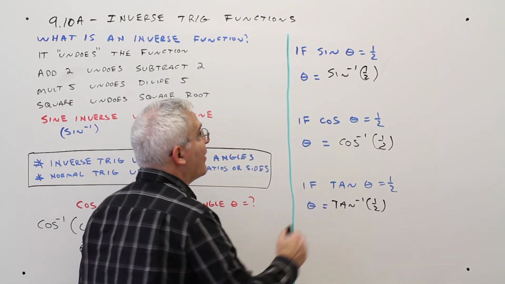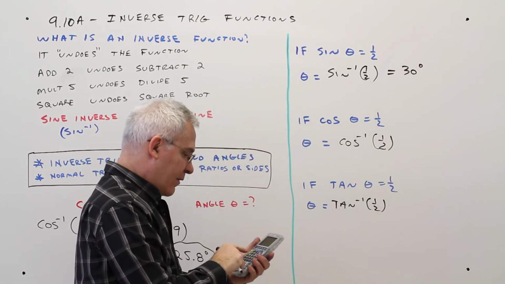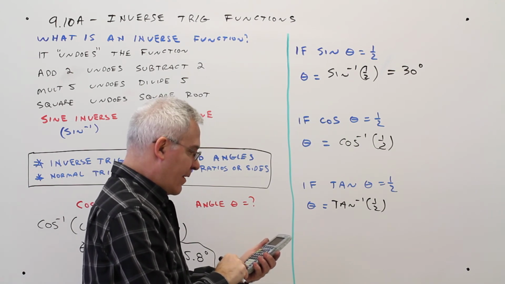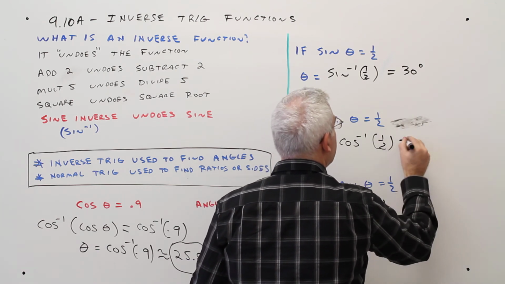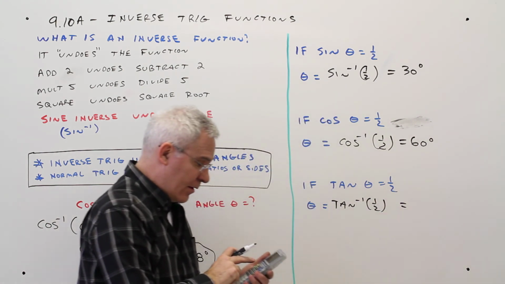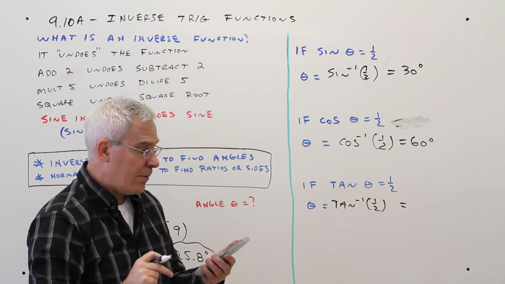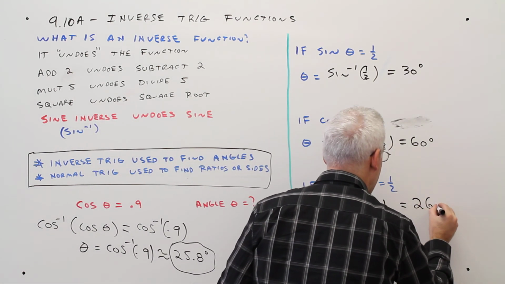And if I calculate these, this one, sine inverse of 0.5, comes out to be 30 degrees. Second cosine inverse of 0.5 comes out to be 60 degrees. And then this one over here, second tan inverse of 0.5, about 26.6 degrees.